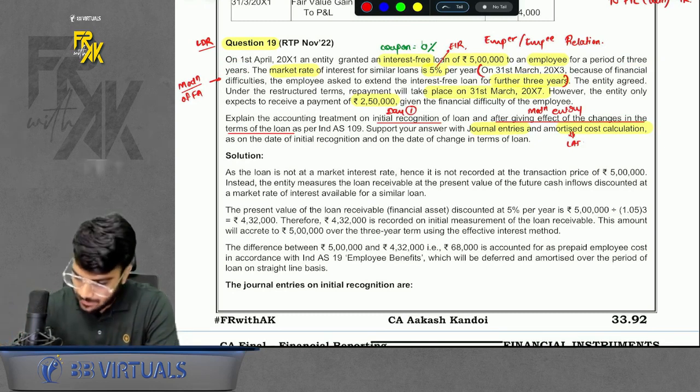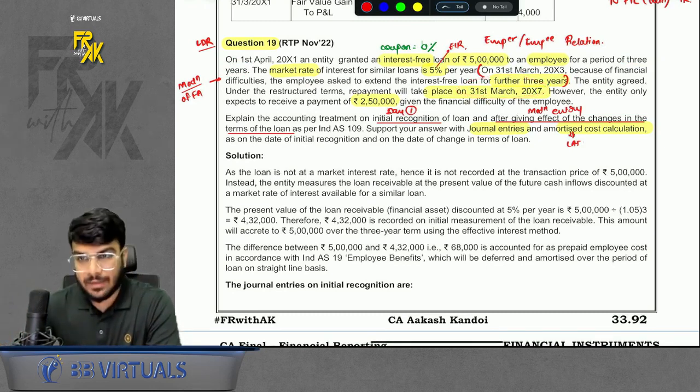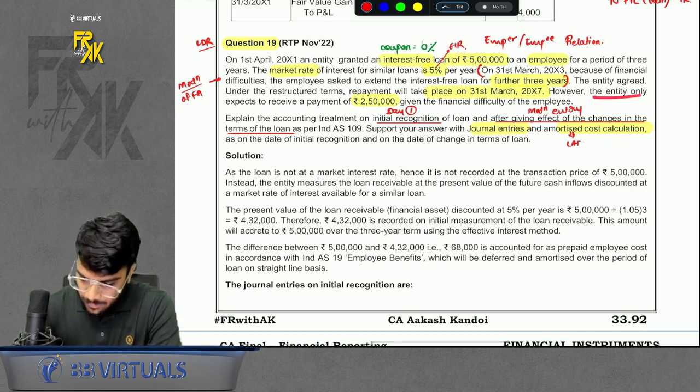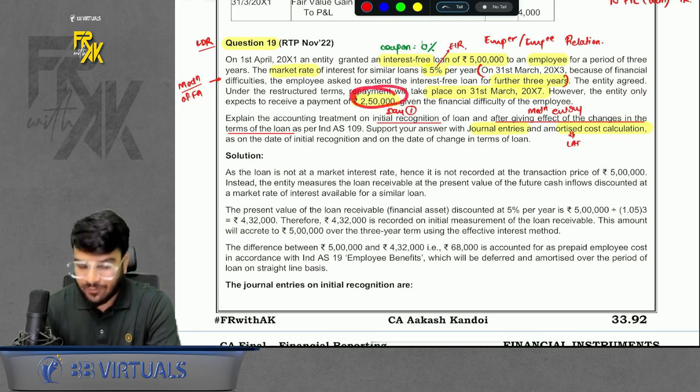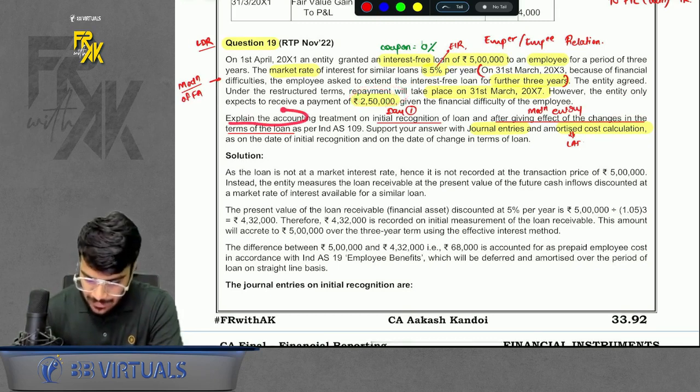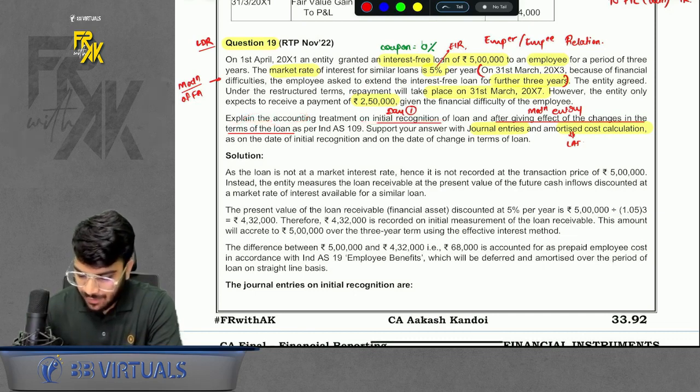That means now the loan will end on 31st March 17. And the repayment was supposed to happen at 5 lakhs. Now it will happen only at 2 lakh 50 because of some financial difficulty faced by the employee. Anyways, explain the accounting treatment on initial recognition and after giving the effect of modification. Okay, let's see how to give the effect.